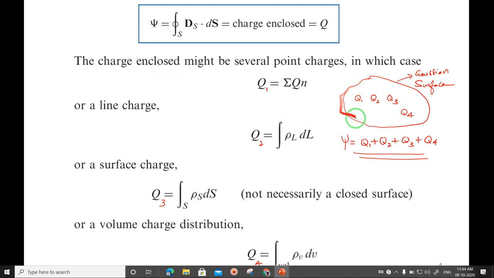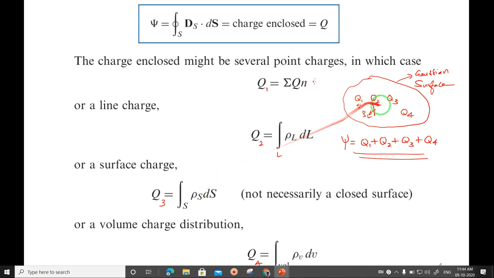So this is the Gaussian surface I have drawn, and it is enclosing these four types of charges: Q1, Q2, Q3, Q4. What is Q1? It is a group of point charges, the summation of Q. I have not shown them in the diagram here, right? Next I have the line charge, having line charge density ρl, and Q2 can be calculated as the line integral of ρl dl, right?